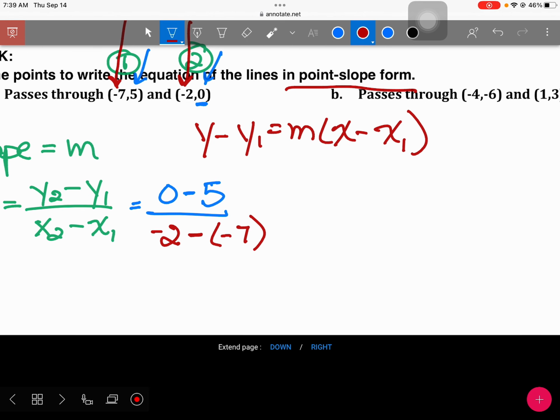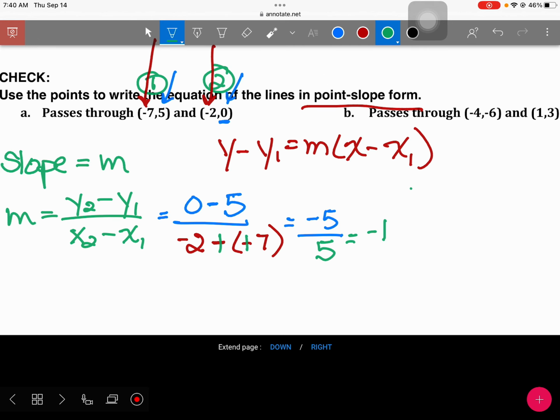So putting this together, what is 0 minus 5? Negative 5. I cannot subtract a negative, so I'm going to make this adding the opposite. And then negative 2 plus 7 is a positive 5. Negative 5 divided by positive 5 is negative 1. That is my slope: negative 1.